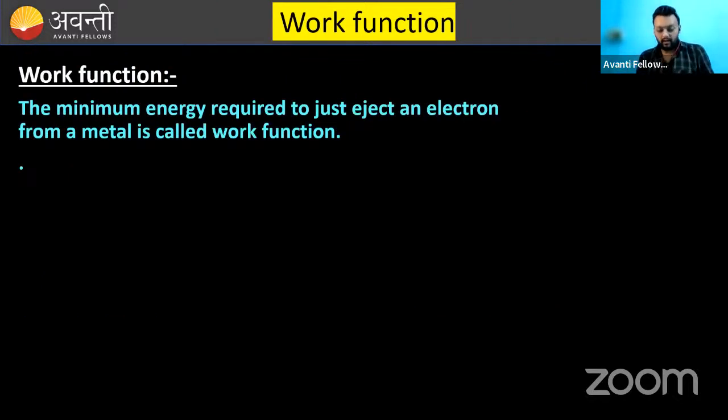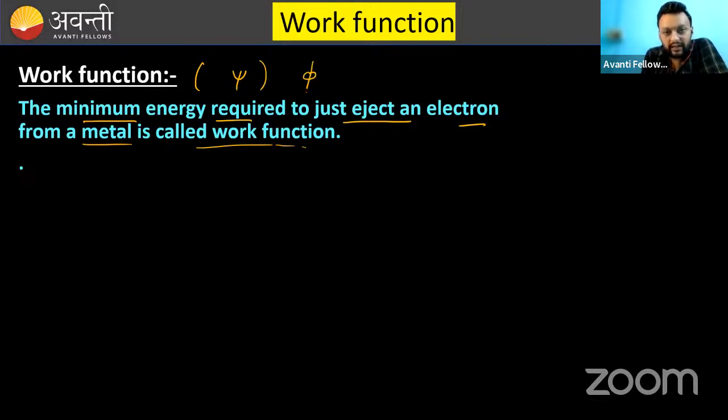Work function. The definition is on your screen. It says, the minimum energy required to just eject an electron from a metal is called work function. Listen to me. It is denoted by psi, or someone might denote it with phi, or W or W naught, whatever. But the term I am using for work function in this whole lecture is going to be psi. Psi denotes work function.